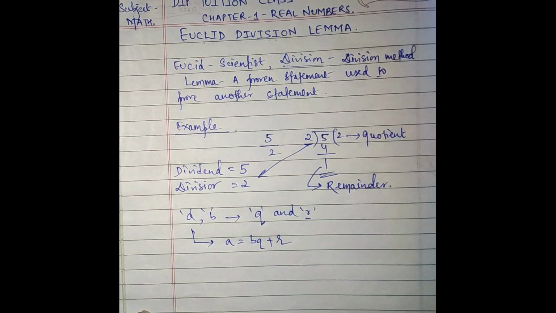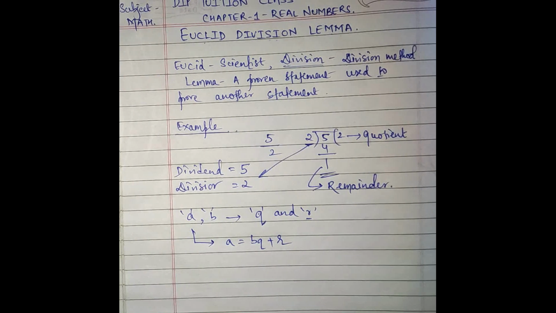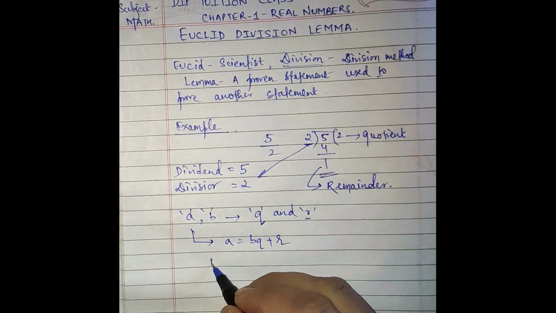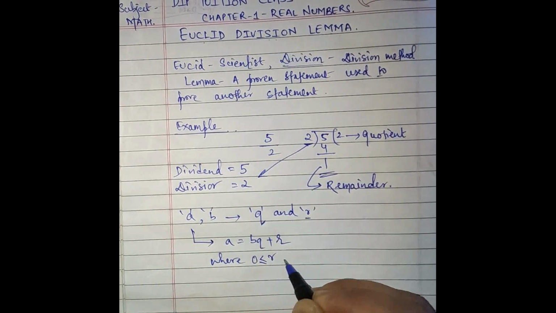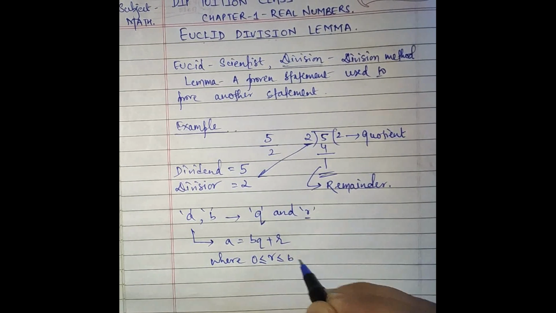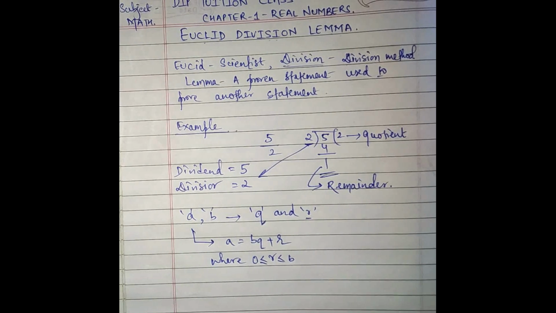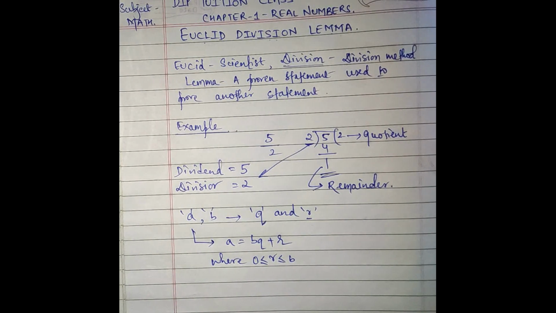This is Euclid division lemma, which is based on the divisibility method, where another thing which you have to remember is r should be greater than or equal to 0, but it should be less than b. So let us understand what is this a here, what is this b, what is this r, okay.